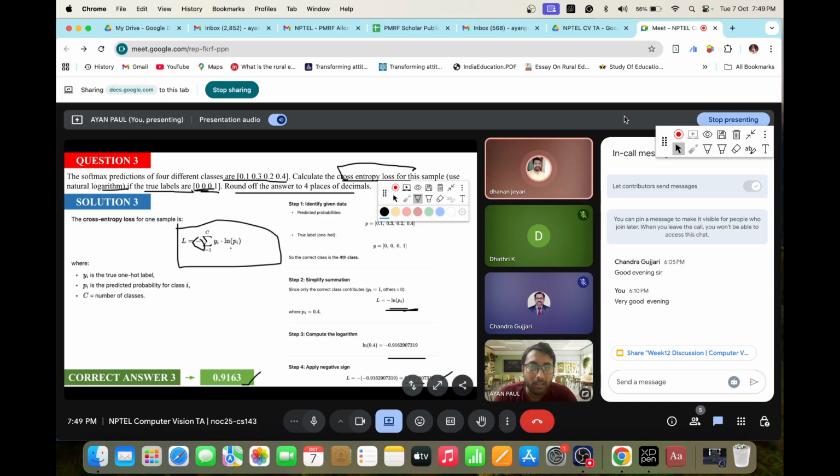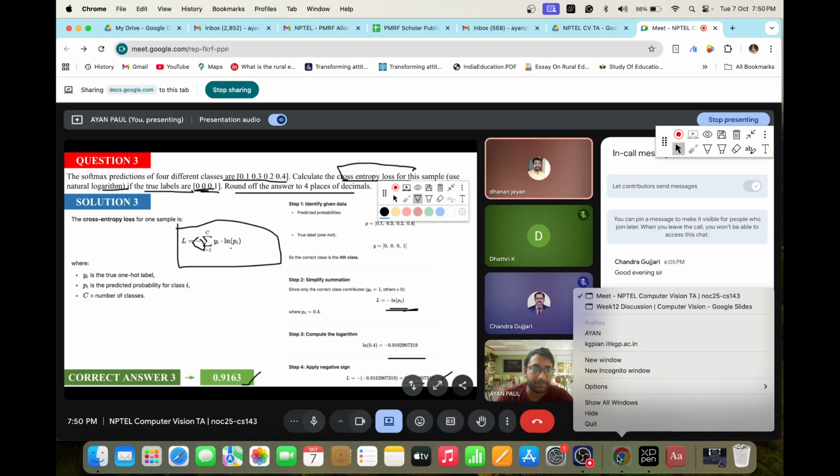Sir, in the assignment question, they asked for average cross entropy. Average cross entropy for two samples. So for two samples, you have to calculate the cross entropy for each one separately, and then take the average. Okay, okay. Thank you, sir.